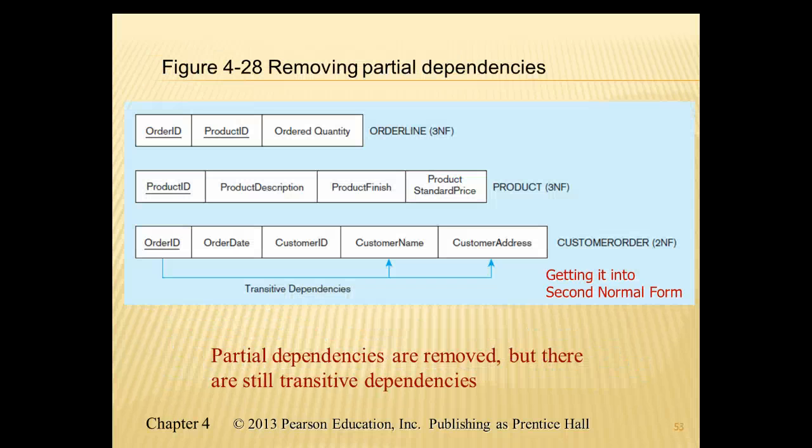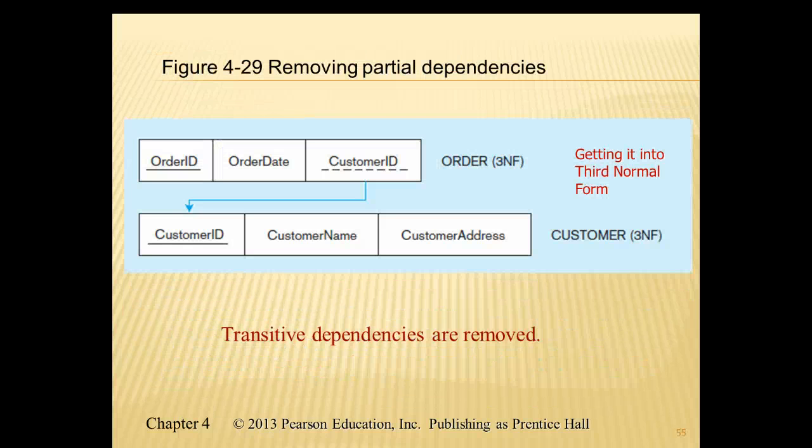So let's roll back a couple of pages here, and we'll see that customer order was again in second normal form but not third. So we'll split that into two new relations, one called order and one called customer. And both of these are in third normal form because we've gotten rid of the transitive dependencies.